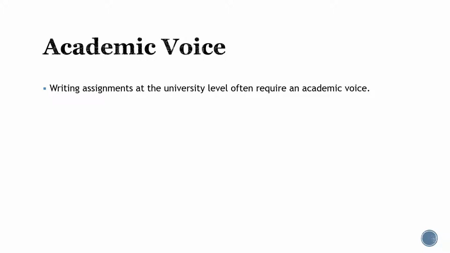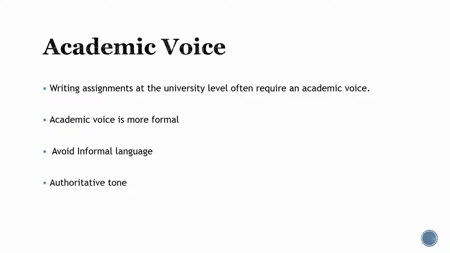Writing assignments at the university level often require an academic voice. There are certain aspects of academic voice that are more formal than everyday conversational speech. Typically, academic voice avoids informal language and utilizes an authoritative tone.